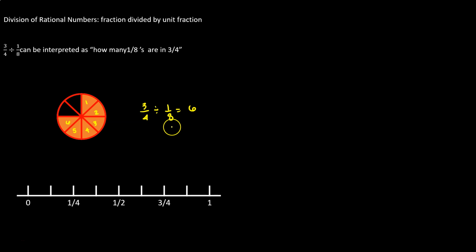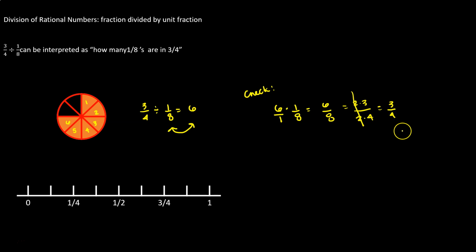Now remember that we have defined division to be the inverse of multiplication, which means I should be able to multiply 6 and 1/8 to get 3/4. So let's check our work. 6 times 1/8. 6 is a whole number. We'll turn it into a fraction. We get 6 over 8. But that can be simplified because 6 is 2 times 3, and 8 is 2 times 4. The 2's divide off, and we are back at 3/4, right where we started.